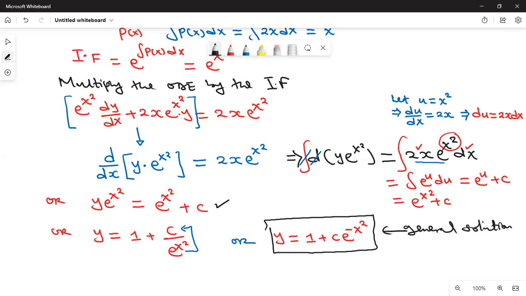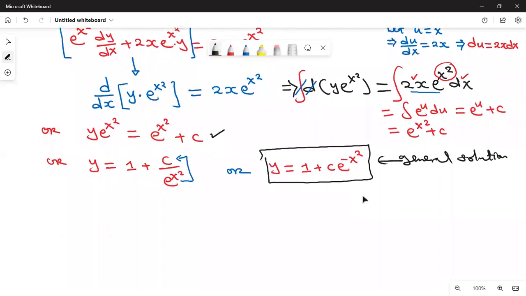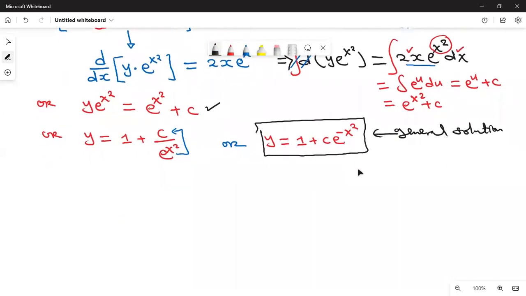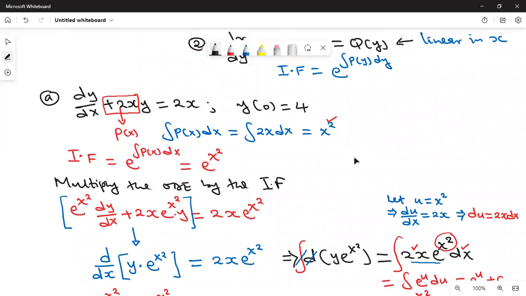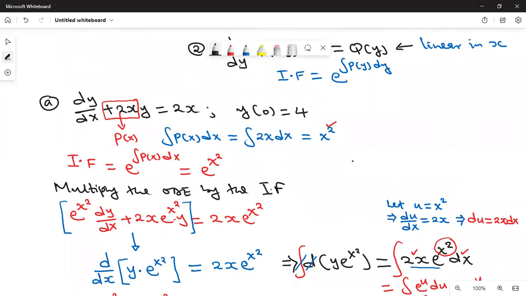Why general solution? Because it involves the essential arbitrary constant. It is the primitive corresponding to the given differential equation. That's how we define a general solution. We need to find a particular solution for this equation, so we have to apply the given condition. That's an initial condition that when x is 0, y is equal to 4. So when we apply this, we are going to get the particular solution.